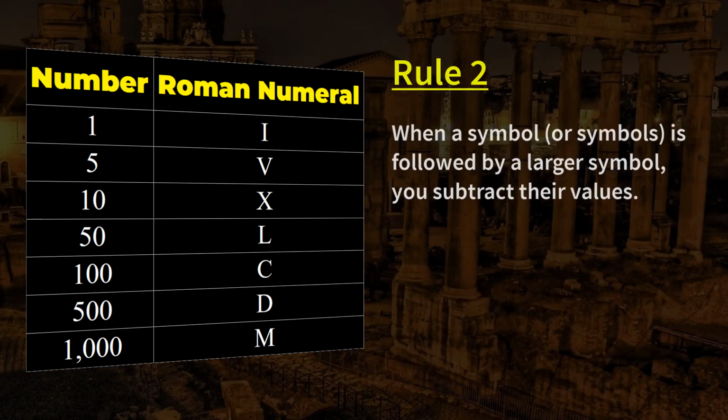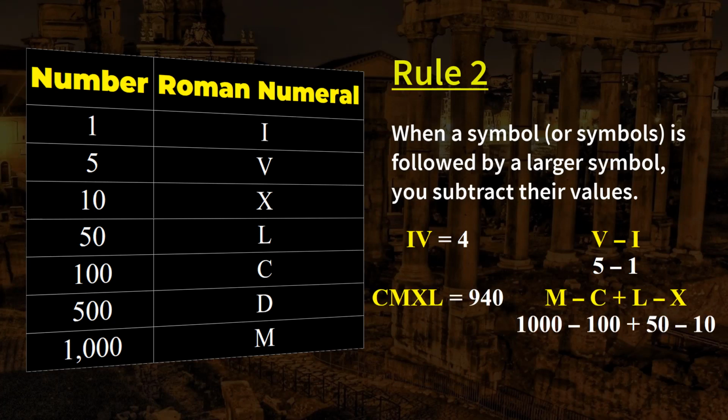The second rule is that when a symbol or symbols is followed by a larger symbol, you subtract their values. Notice that in IV, we have the smaller numeral I followed by the larger numeral V. Together, these numerals read 4, since in this case, we must subtract the value of I from V. That is, 5 take away 1 makes 4.